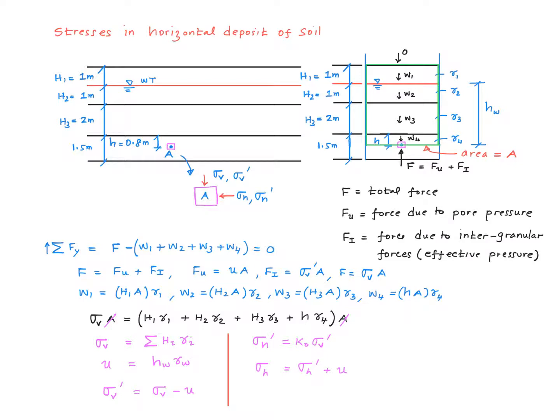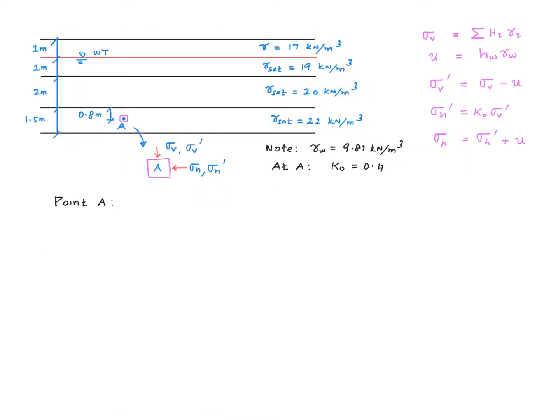To calculate the effective horizontal stress, we use this equation, right? Sigma H prime equals K naught multiplied by sigma V prime, where K naught is the coefficient of earth pressure. Then the total horizontal stress is simply calculated using this equation, once again using Terzaghi's effective stress principle. That's it. So let's go ahead and apply these equations to our problem. So here's the problem, and here are the equations.